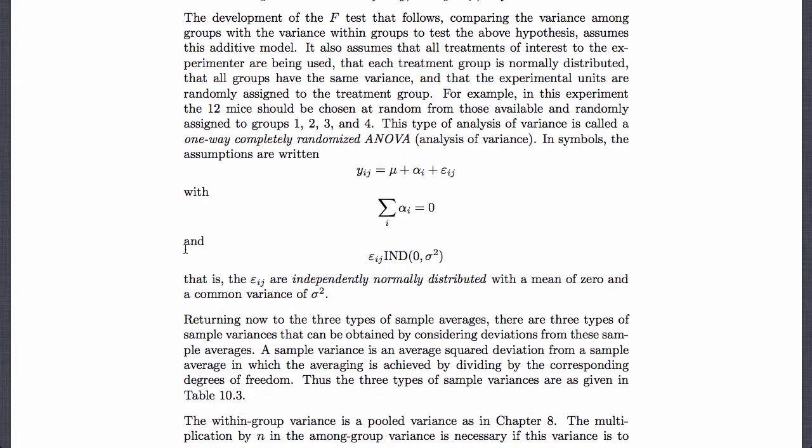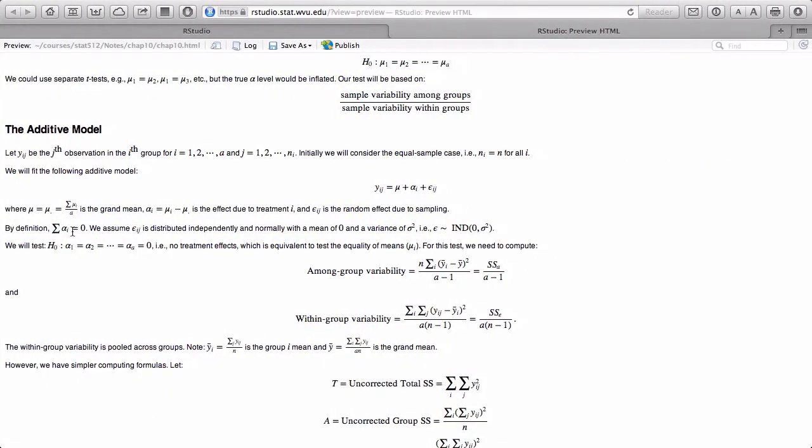I did want to mention, and I don't remember if I put it in my notes, the sum of the alpha sub i equals 0. The way we've defined this as mu sub i minus mu dot, you can show mathematically that the sum of the treatment effects, the sum of the alpha sub i's, equals 0. You can algebraically take the sum of the mu sub i minus mu dot, and the sum of the mu sub i will be a times mu dot, but a times mu dot is the sum. So that sum of the alpha sub i will be 0.